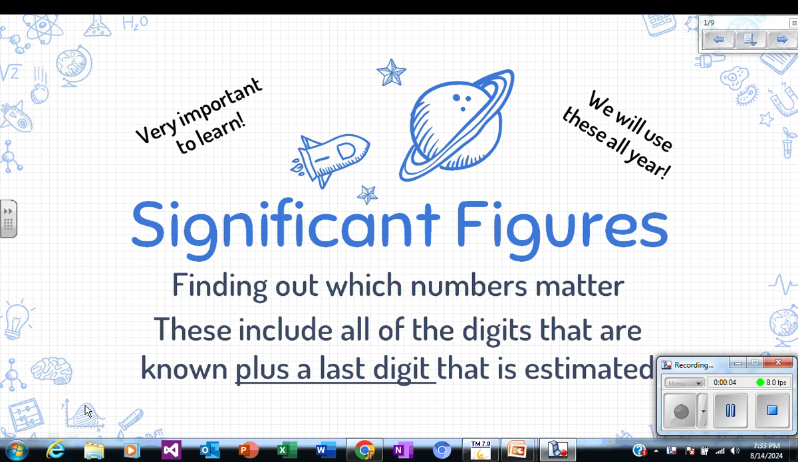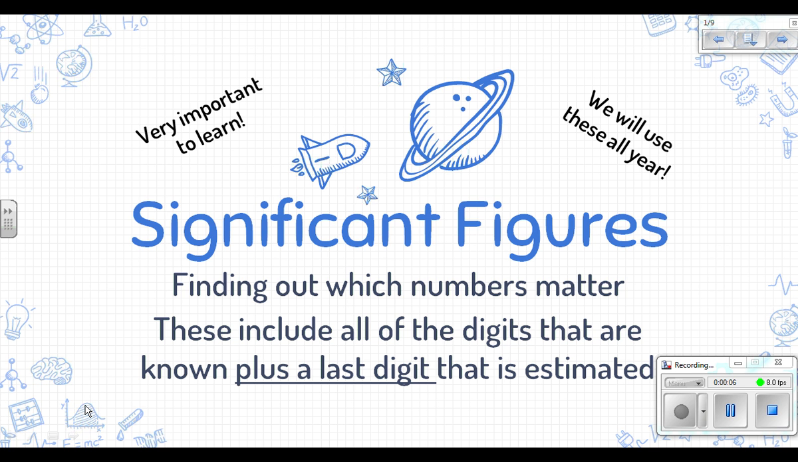These are the significant figure notes for chemistry. This is a really important concept to learn about, because we'll use it in all of our calculations throughout the school year. What we're doing is finding out which numbers really matter. These include all the digits that are known, plus a last digit that's typically estimated.